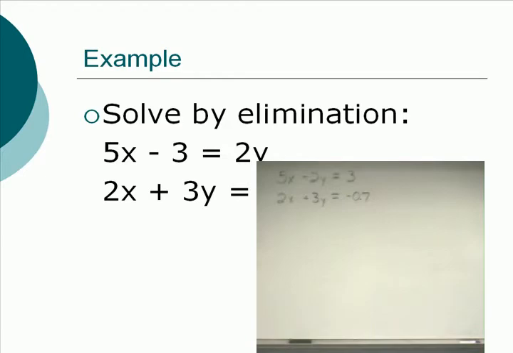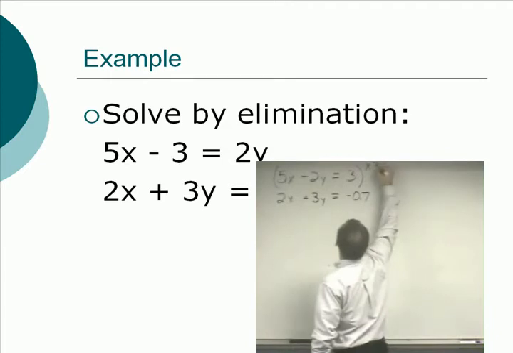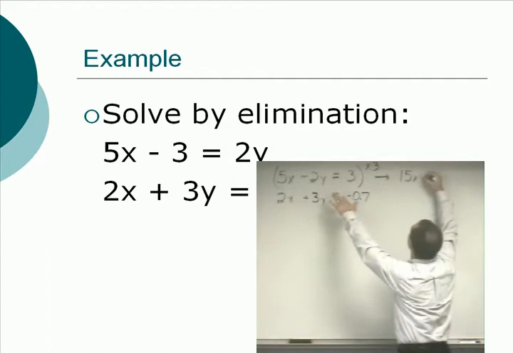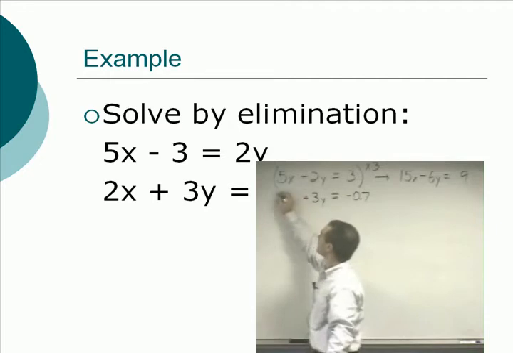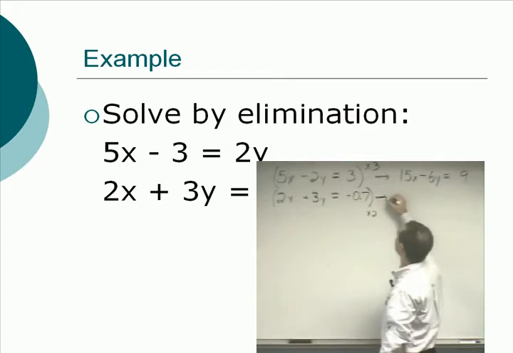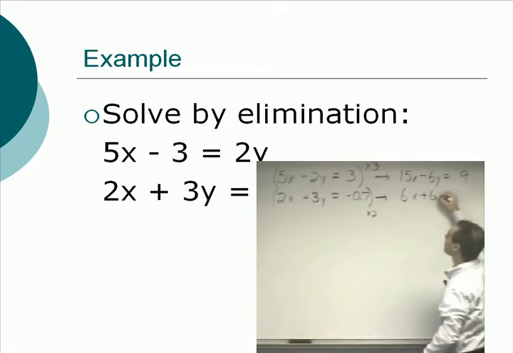Okay, this time, to mix it up a little bit, let's eliminate y. What's your common coefficient on y going to be here? 6. So let's multiply the top equation by? Multiply the top equation by 3. It becomes 15x minus 6y equals 9. Okay, bottom equation? Times 2. It becomes 6x plus 6y. No, it doesn't.